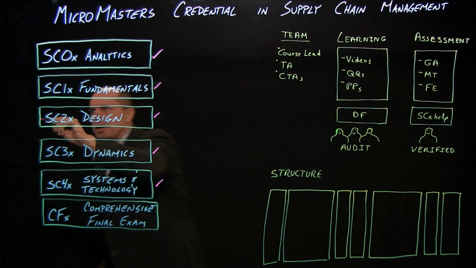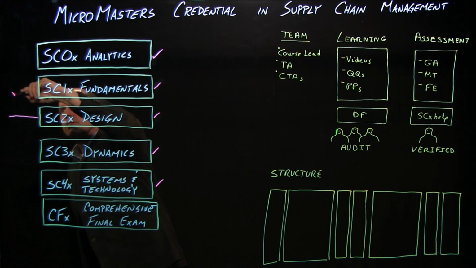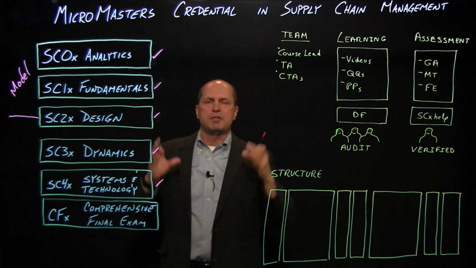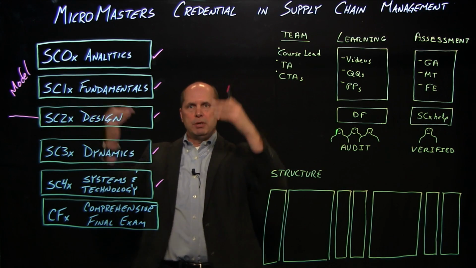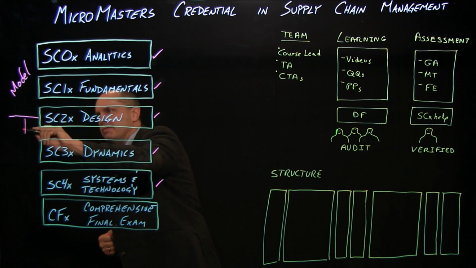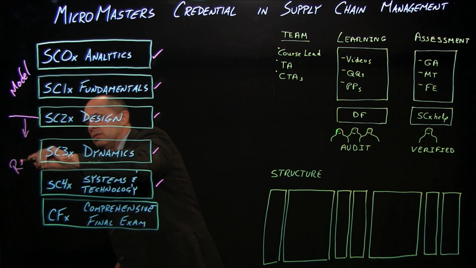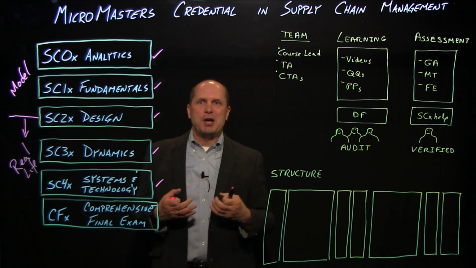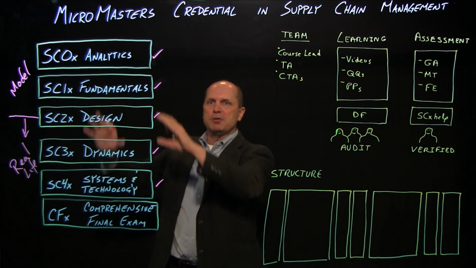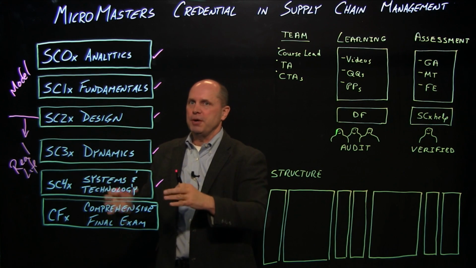You can divide the curriculum in half. The first 2.5 courses are all about mathematical conceptual models. We'll build on those, and in the second half, we introduce real life. Because that's what supply chain is all about. You have these nice conceptual models, but sometimes the real world interferes.